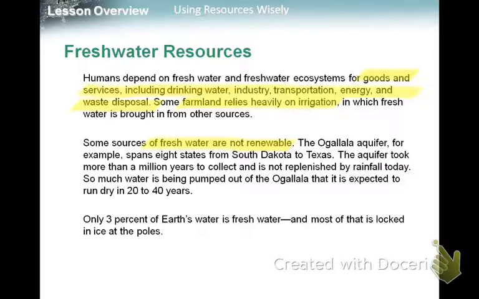The Ogallala Aquifer, it's an underground water source, goes from South Dakota all the way down to Texas. It took more than 1 million years to collect and is not replenished by rainfall. So much water is being pumped out, it's expected to run dry in 20 to 40 years because that water supply is servicing all of those states. Interesting and scary statistic, only 3% of the Earth's water is fresh water, and most of that is locked in ice at the poles.